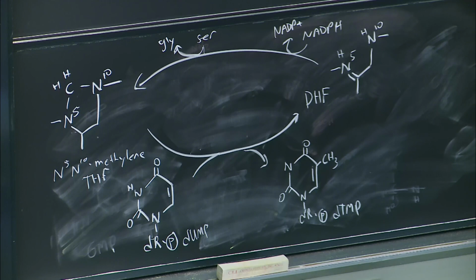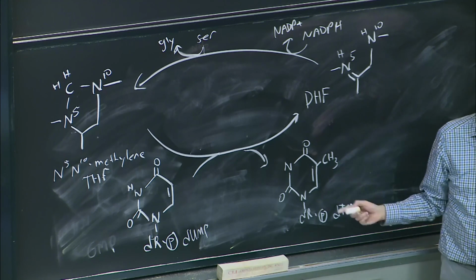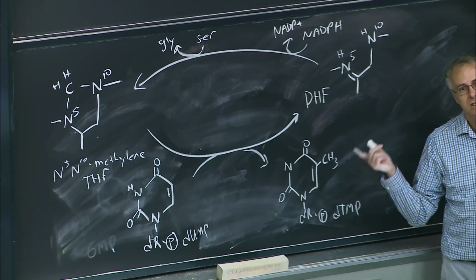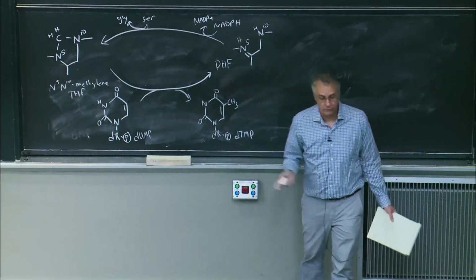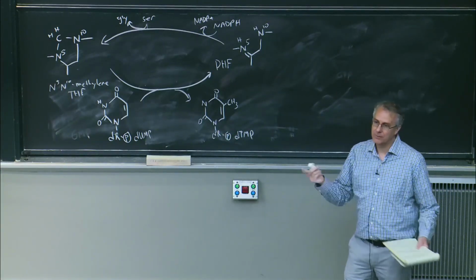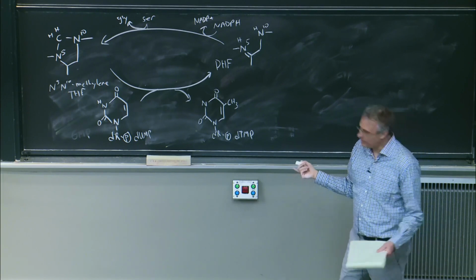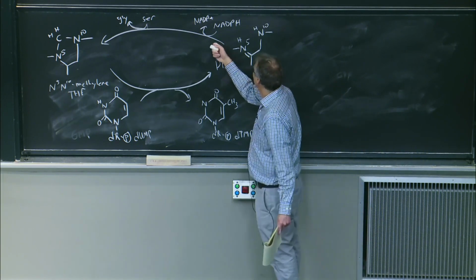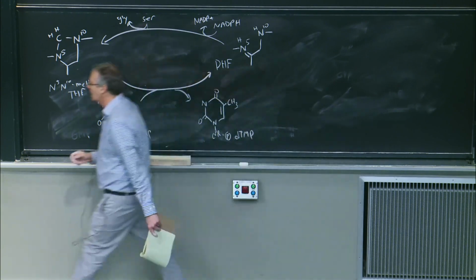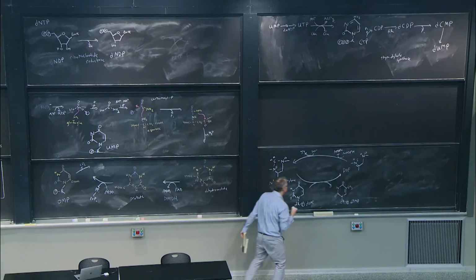I went through this very quickly, but this is actually a very important reaction pharmacologically. This is an important target for antibiotics. So the antibiotic Bactrim, a very famous antibiotic, basically blocks this step called dihydrofolate reductase.